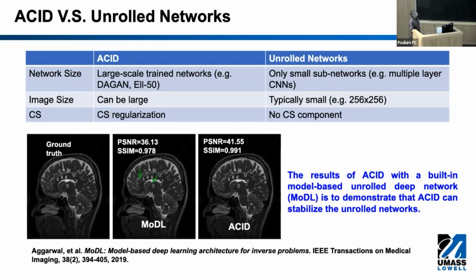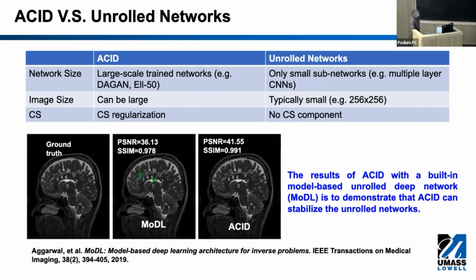The second thing is image size. Due to the limitation of memory, image size for unrolled networks is usually very small, maybe 256, but 256 is already relatively large now. For ACID, it can be very large. The third one is that ACID has a set component, while the unrolled network has no set component.